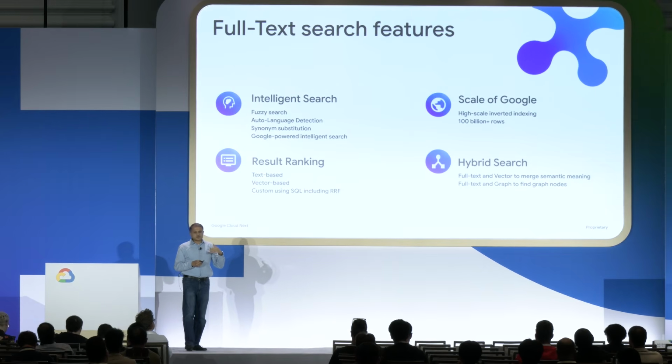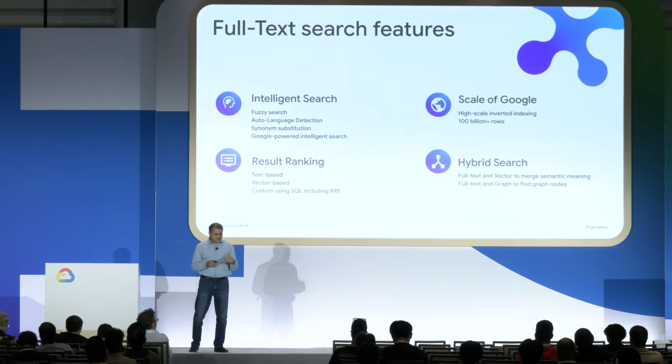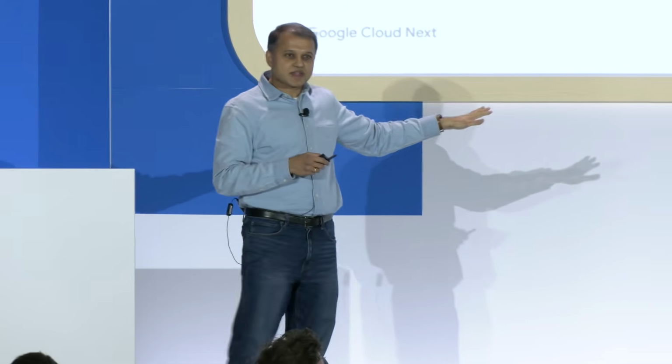Now, how do you rank them? How do you decide which result is more interesting than the other one? There are different ways in which Spanner allows you to rank results. You could do text-based ranking, where you say, find me the result that is most relevant based on the text of these documents.